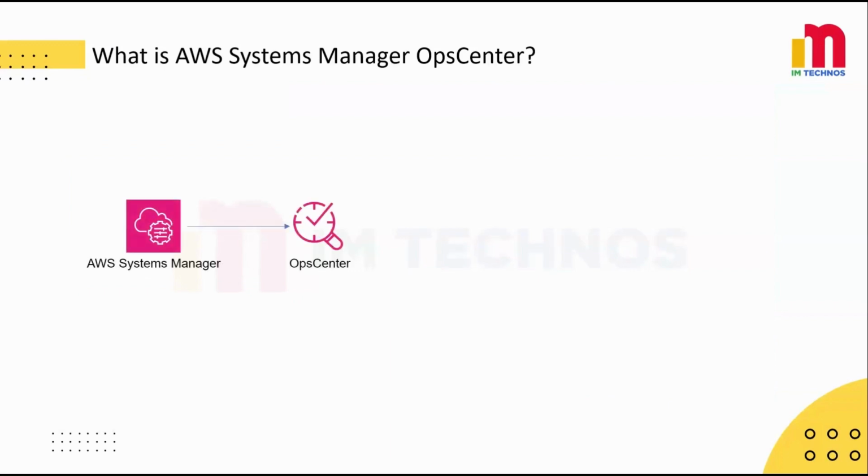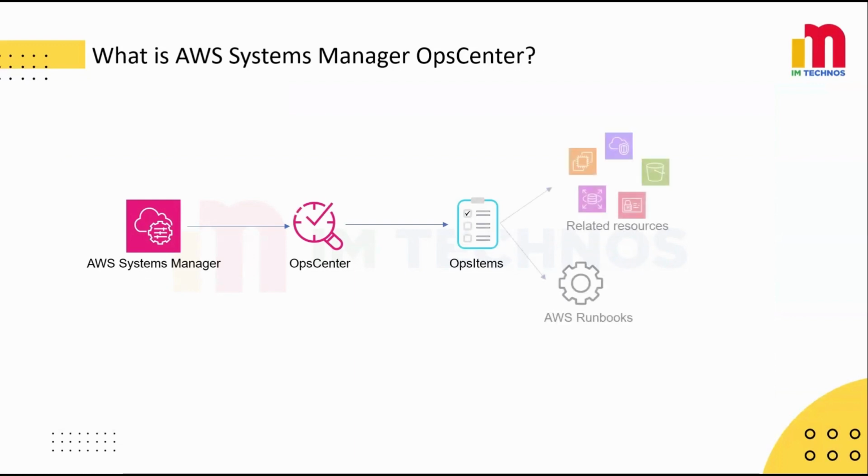OpsCenter is a part of AWS Systems Manager. It stores OpsItems, which are records of operation problems, along with related resources and runbooks to resolve them. Think of it as an AWS native ticketing system. OpsCenter is designed to reduce the mean time to resolution for issues impacting AWS services.